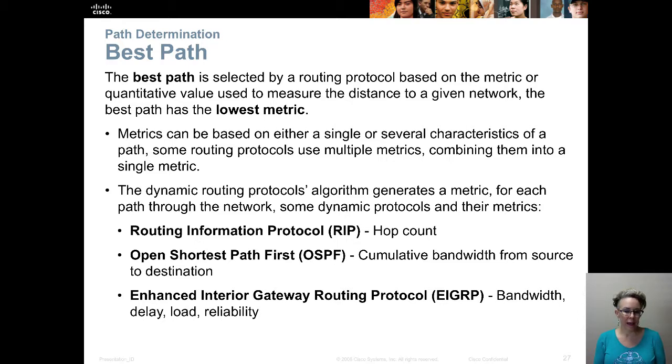The other one is Open Shortest Path First, OSPF. It looks at the bandwidth from the source to the destination. Enhanced Interior Gateway Routing Protocol, EIGRP, that's the Cisco proprietary one. And it looks at a couple of different things: bandwidth, delay, load, and reliability. In 150, we just work with RIP. In 160 and 170, we'll be working with OSPF and EIGRP.